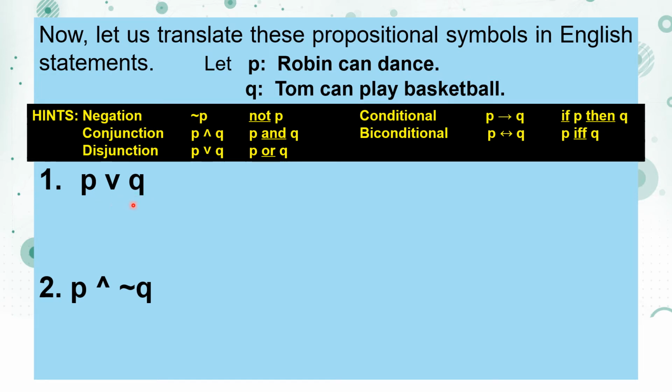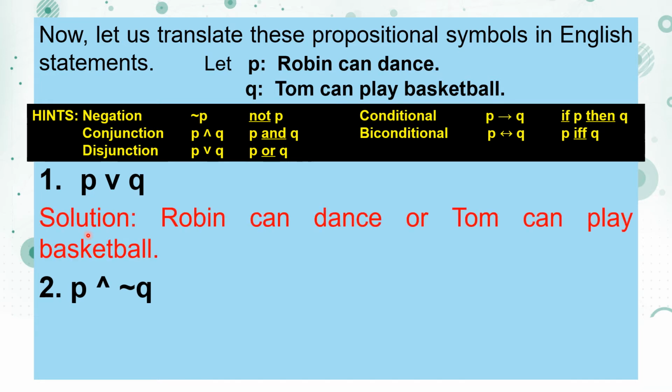So, let us now translate P or Q into English statements. So, ang P natin, ang proposition P natin ay Robin can dance. So, let us just copy the proposition P, which is Robin can dance. Yan, Robin can dance. Next is, ang symbol natin ay V. Ang keyword natin sa symbol na V ay the word or. So, palitan natin yung V natin dito ng word or.